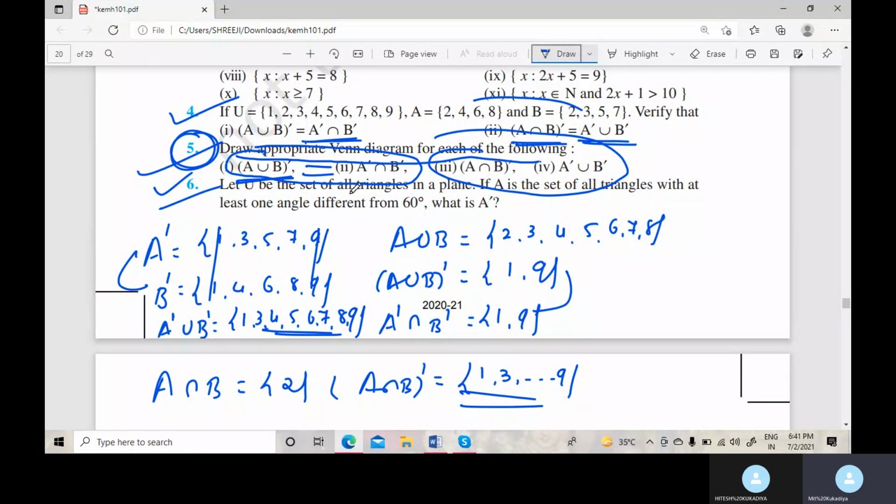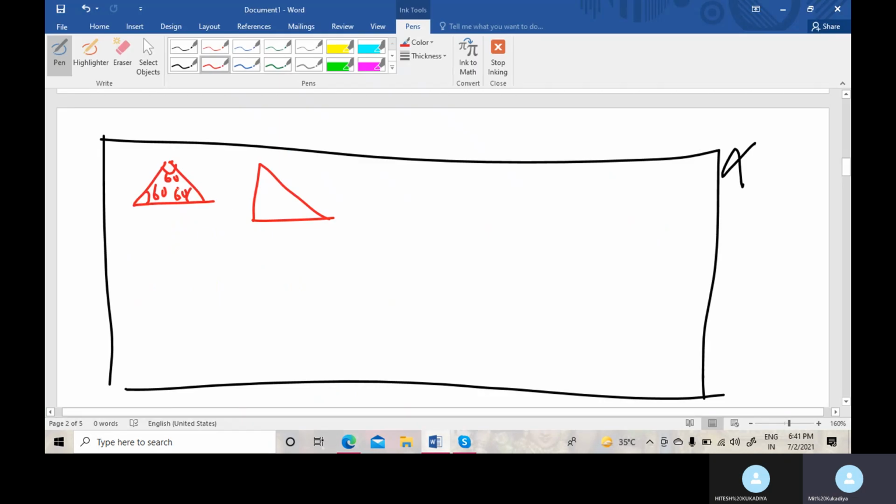Let U be the set of all triangles in a plane. Here we draw the triangles. First we draw the equilateral triangle. Second we draw a right angle triangle in which two angles are 45 and 45. Again we draw a right angle triangle, where one angle is 30 degrees and the other is 60 degrees.